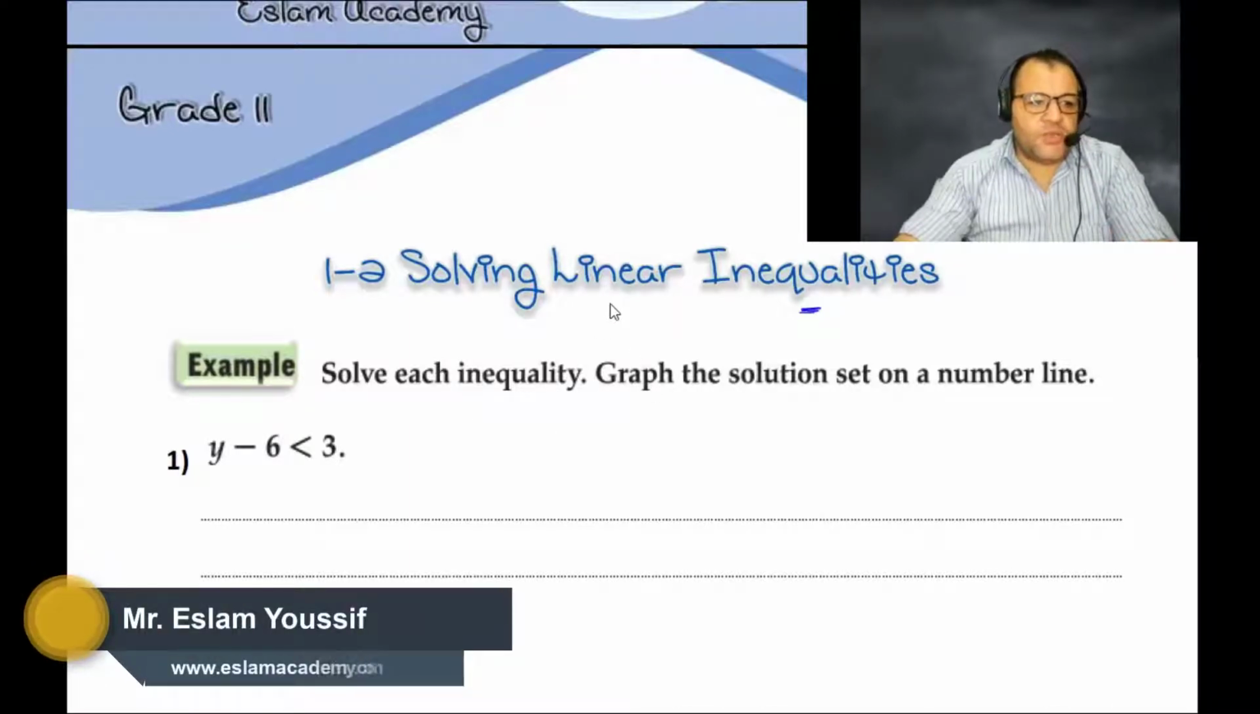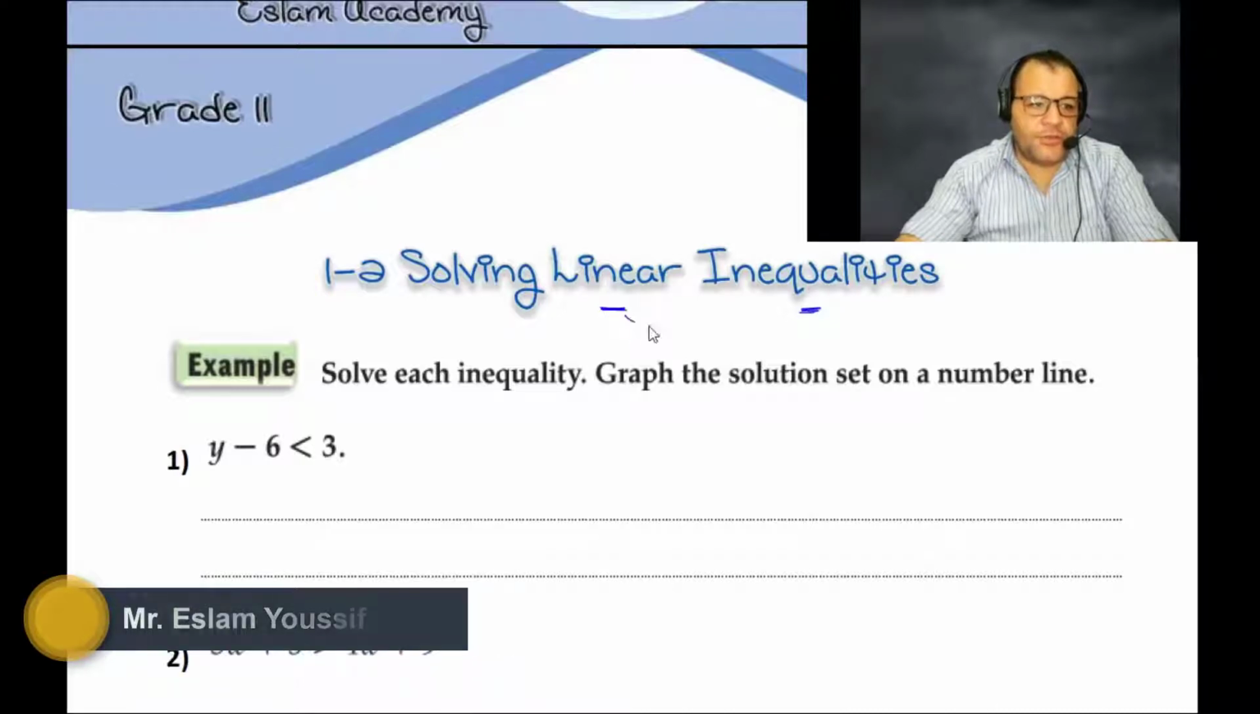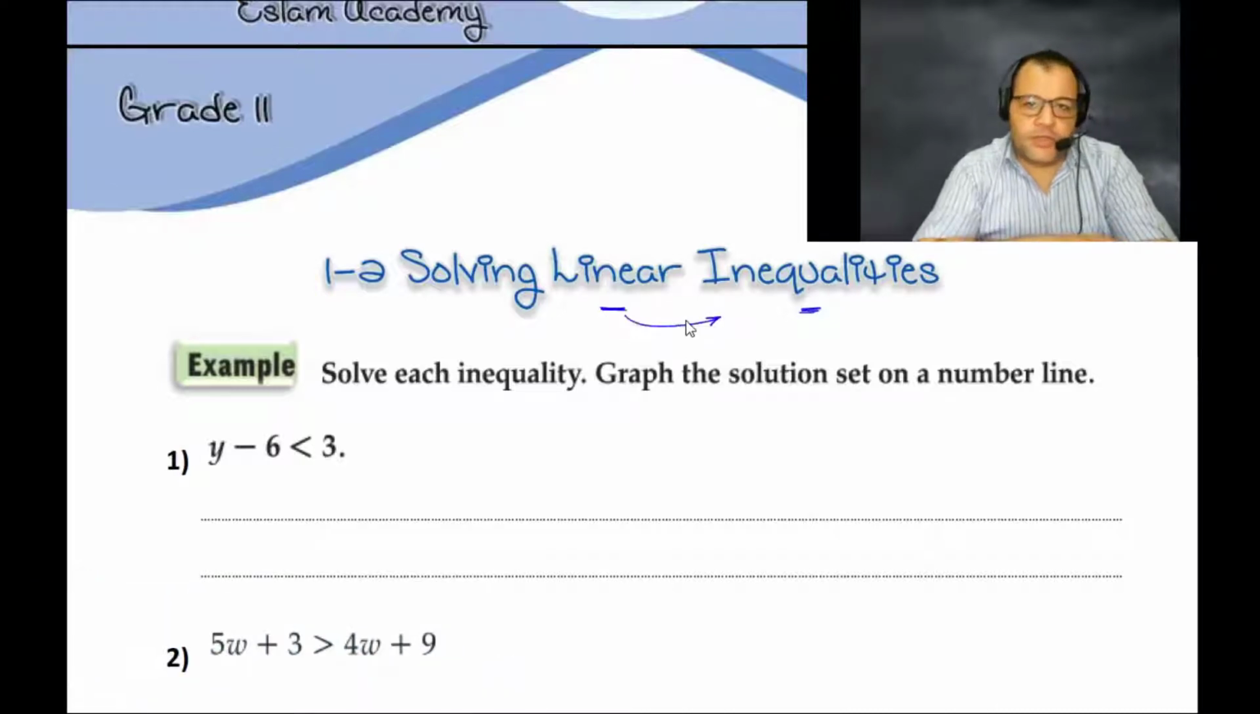Linear inequality, what is the meaning of linear? At the first, before linear inequality, what is the meaning of linear equation? Linear means it's whole number? Linear equation, what is the meaning of linear equation? Sir, I think a balanced equation, like both sides balance, like same value.